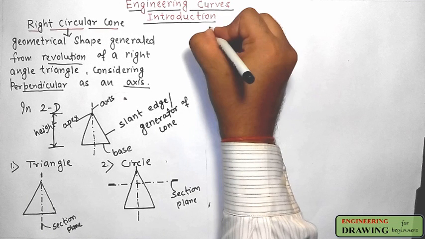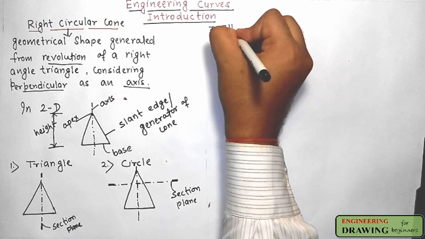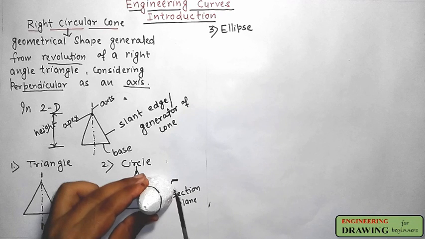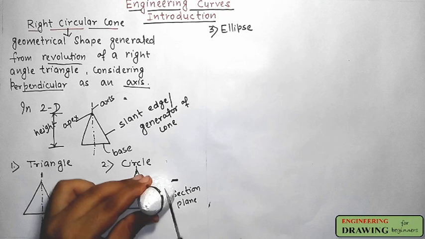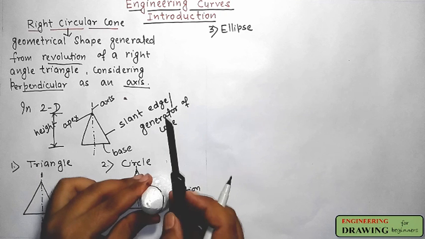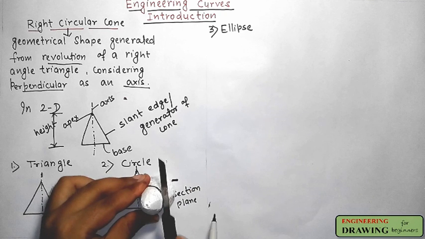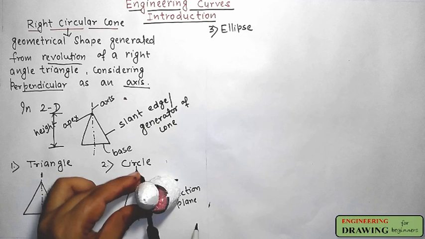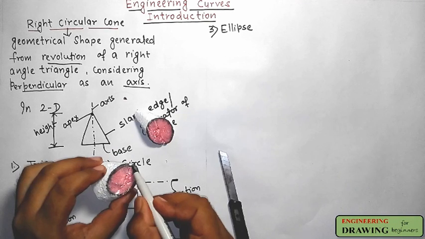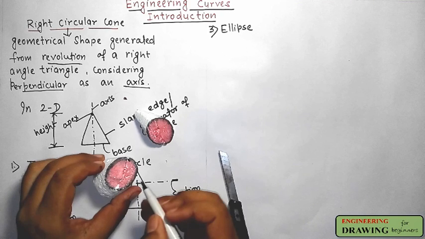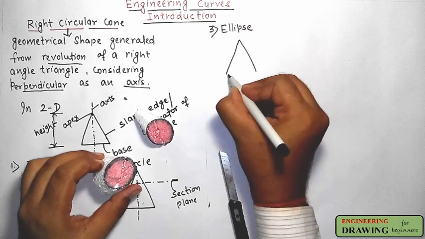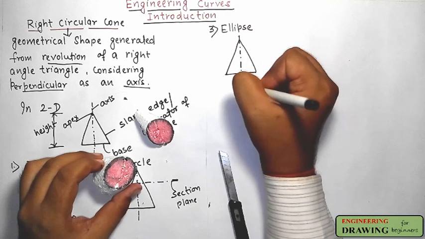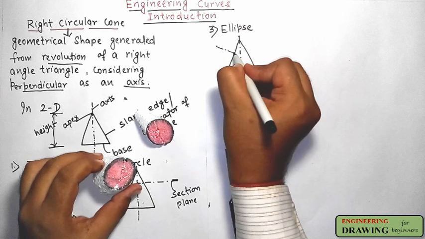Third one is ellipse. If the cutting plane is inclined to the axis and cuts all the generators of the cone, then an elliptical shape will be generated. You can see it. In two dimensions, this is a right circular cone. This is the central axis and this is our cutting plane or section plane.